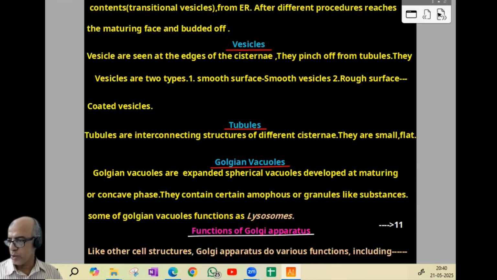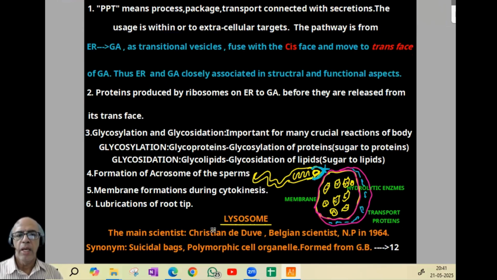Now, what are the functions of the Golgi apparatus? Like other cell structures, the Golgi apparatus does various functions. Some of them we will be discussing connected to NCERT. First is a term familiar to us, PPT: process, package, transport, connected with secretions. The usage is within the cell or to extracellular targets. The pathway is from endoplasmic reticulum to Golgi body as transitional vesicles, which fuse with the cis phase and move to the trans phase of the Golgi apparatus. Thus, we can find ER and GA, ER means endoplasmic reticulum, GA means Golgi apparatus, closely associated in structural and functional aspects, a theory and frequently asked question.